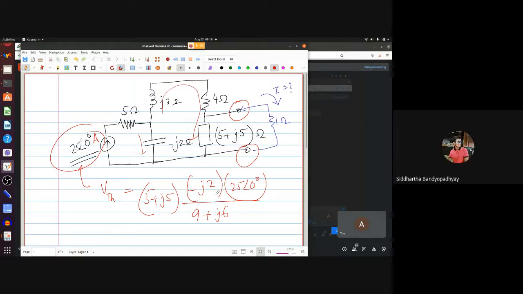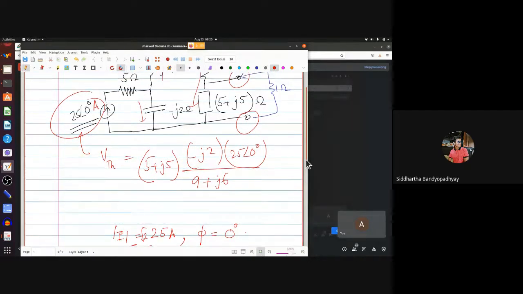Question regarding the final answer. What final answer? The final answer, the current flowing through the 1 ohm resistor. I think it's pretty trivial, but I'm still asking because the current flowing through the 1 ohm will have some phase difference with the original current source, right? Yeah. So that is understandable by checking the phase factor, whether it is negative or positive.